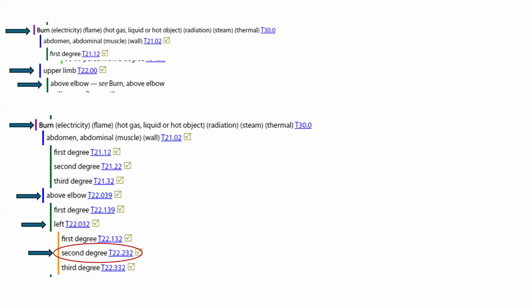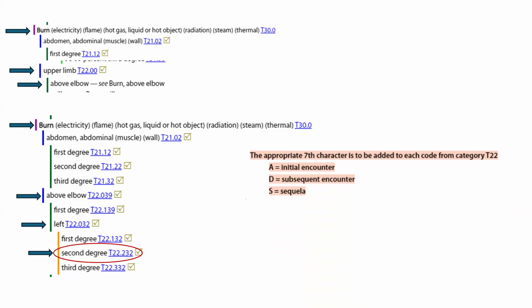The tabular list indicates all these codes have 7 characters. The 7th character A, initial encounter, is reported for all the burn codes, and the X placeholder is used to keep the A in the 7th position. These are the 3 codes that we just found together. Let's find the rest.